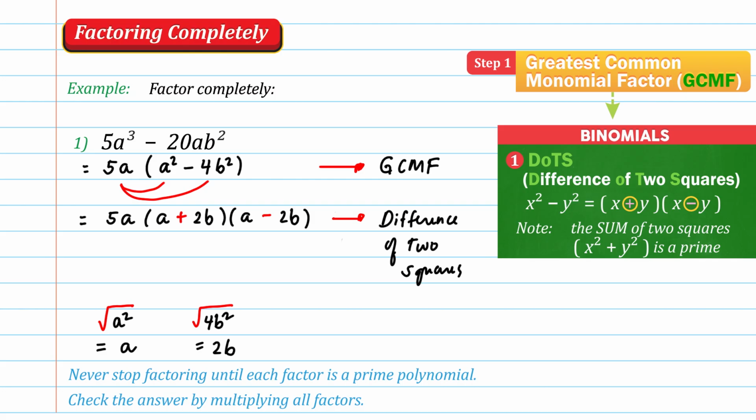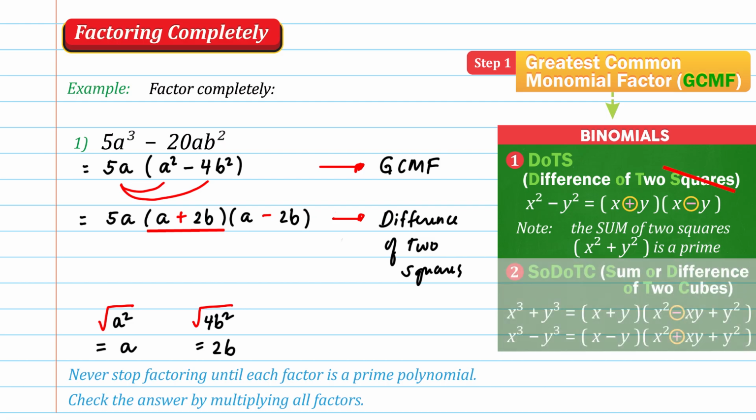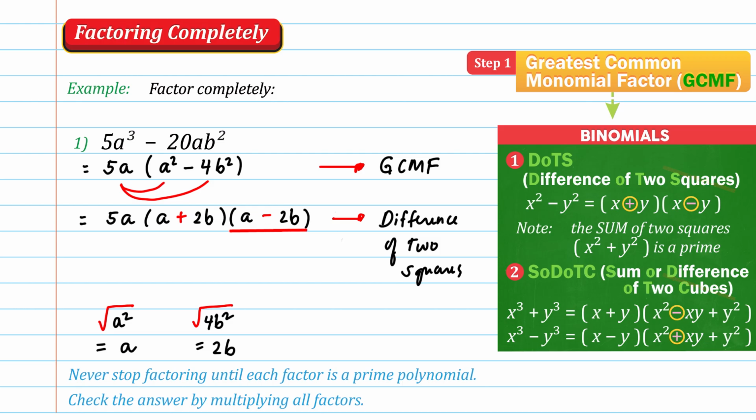Now, let's check some more if we can even factor this further. So looking at the first binomial, the terms are neither perfect squares nor perfect cubes. So, it's already a prime polynomial. Checking at the second binomial, the terms are also neither perfect squares nor perfect cubes. So, they're also prime na. Therefore, we have finally completely factored this binomial. We can check by multiplying all factors.